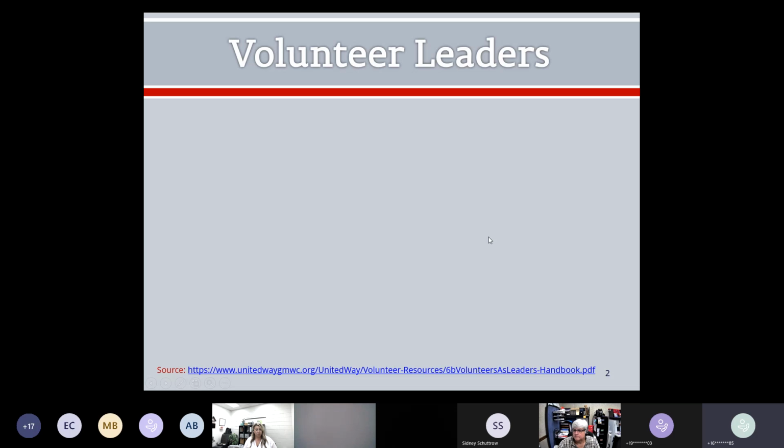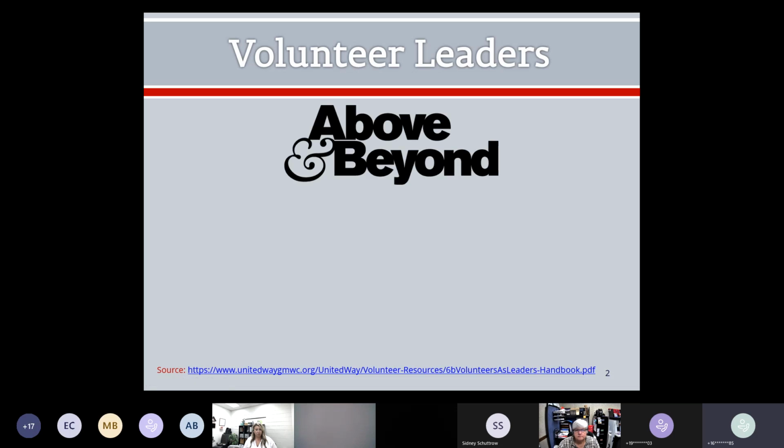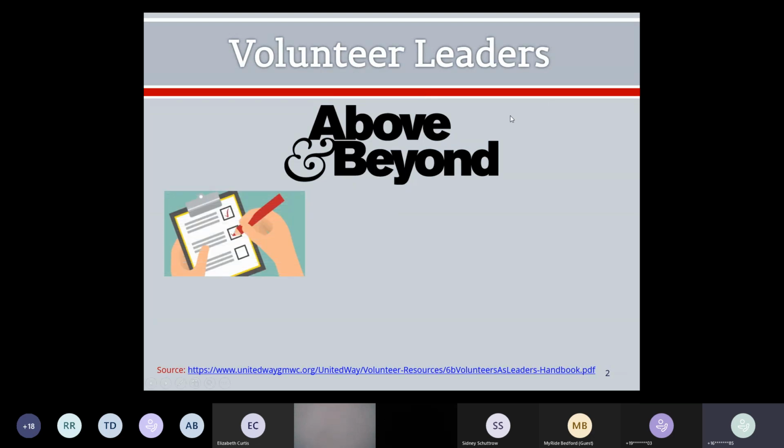So first things first, what is a volunteer leader? A volunteer leader is different from any of your volunteers that are in your general or normal volunteer roles. These volunteers are going above and beyond, and they're going to be assigned to roles where they're leading things for potentially other volunteers. So think of them as maybe your assistants or even you in certain particular roles. So for example, they're going to coordinate a project.